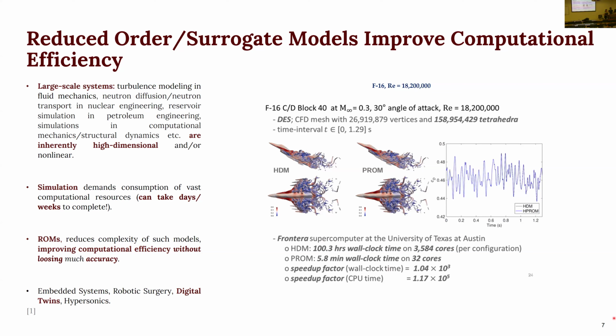And reduced order modeling simplifies such complex systems by reducing the number of equations involved and approximates the behavior of a system with significantly fewer variables without compromising too much on the accuracy. And this reduces both the computational expenses and the storage requirements. Applications of these models extend to embedded systems, robotic surgery, digital twins, and hypersonics.